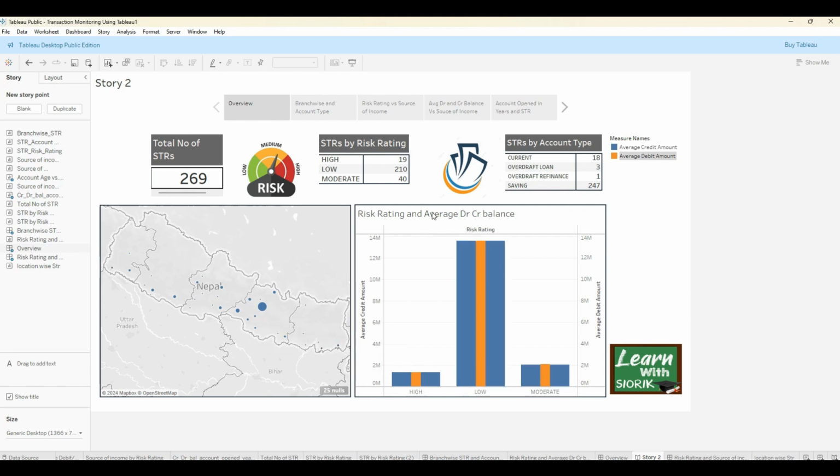And if you see here in this chart, in low risk rating accounts we have a high volume of transactions, that is average debit and credit balance. Again, this matches with these key performance indicators.